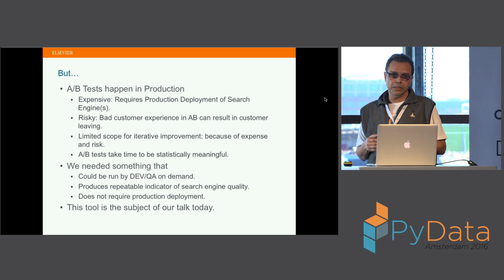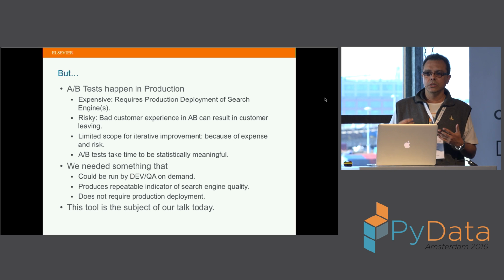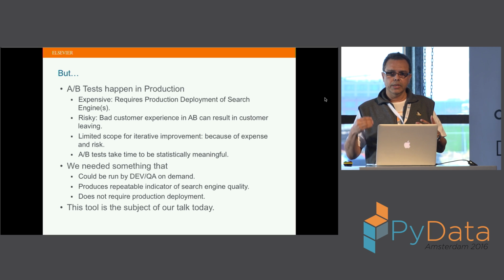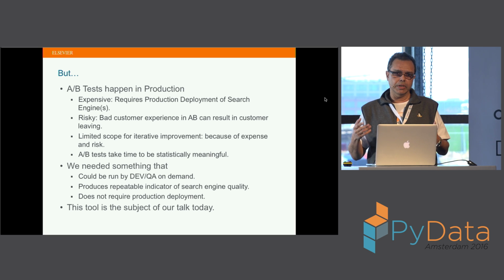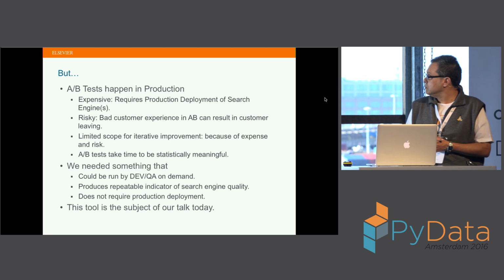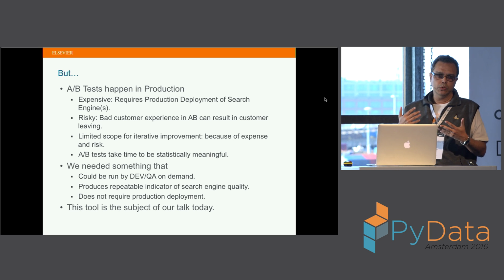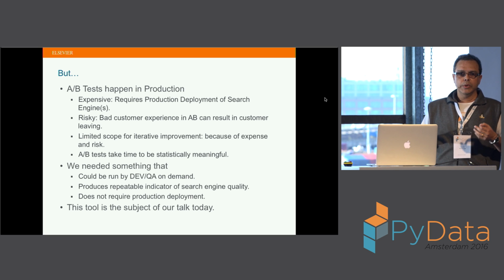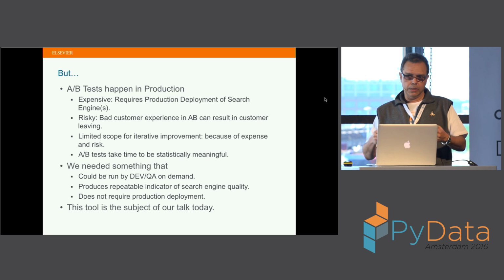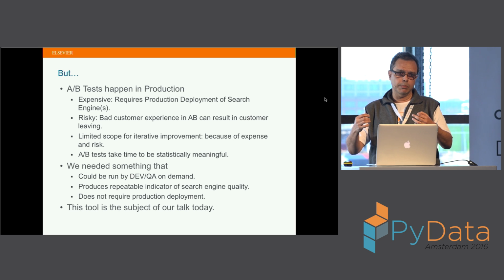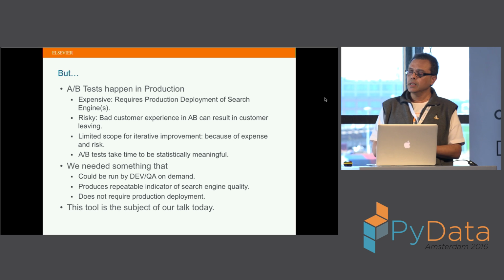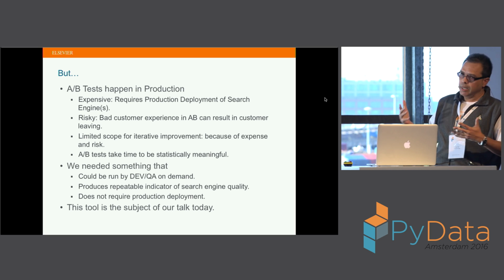And the other thing is that it's risky, right? You don't want to risk showing a really bad result to a customer and having him go away. So for these reasons, the scope of improvement was very limited. People were afraid to push changes, right? We could not push two changes at the same time because we didn't know how they impacted each other. And so it really kind of stalled.